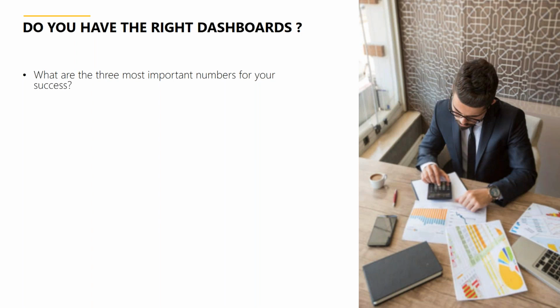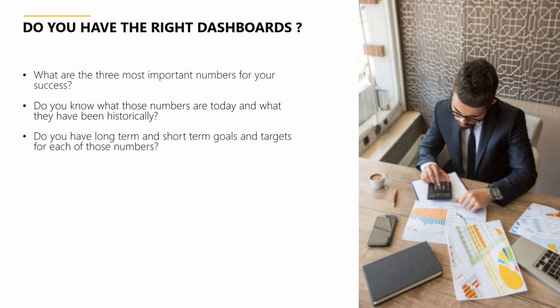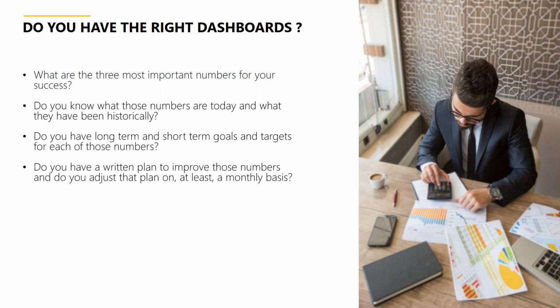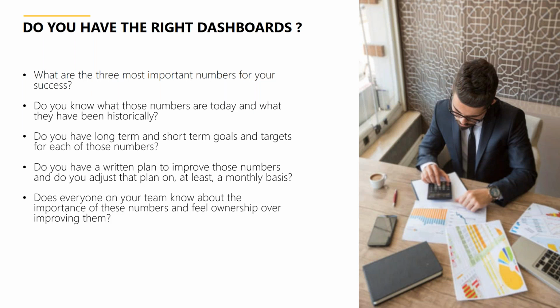So following your contribution, let's pose some more detailed questions for you to consider. You now know the 3 most important numbers, but what about other aspects? Do you know what those numbers are today and what they have been historically? Is there a pattern of recording this information? Do you have both long-term and short-term goals, and then targets for each of those numbers? Do you have a written plan to improve the numbers, and do you adjust that plan perhaps at least on a monthly basis? Does everybody on your team know about the importance of these numbers and actually feel an ownership over reporting them and improving them? And finally, and perhaps most importantly, are the numbers visible? Are they posted in your department where they're clearly seen by anybody and everybody?